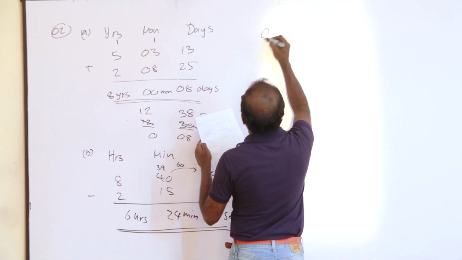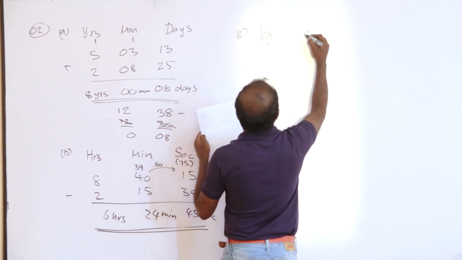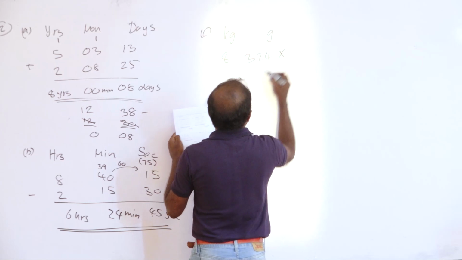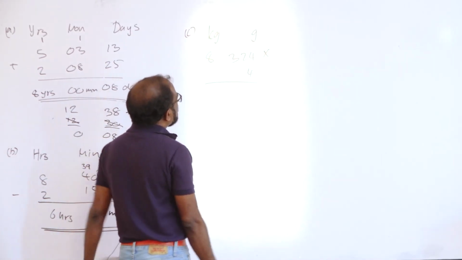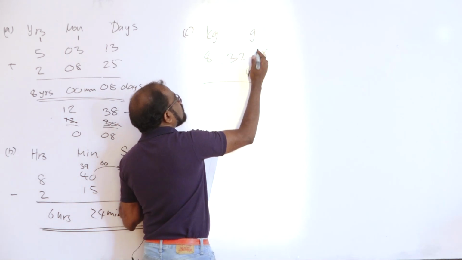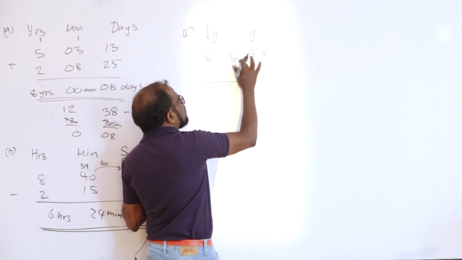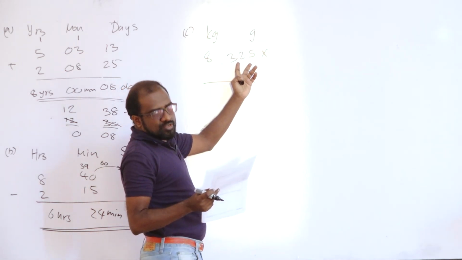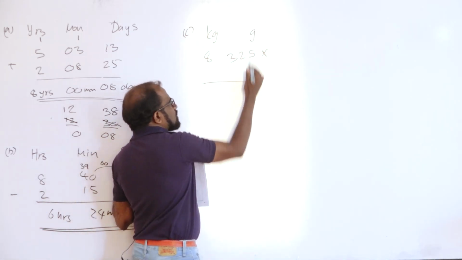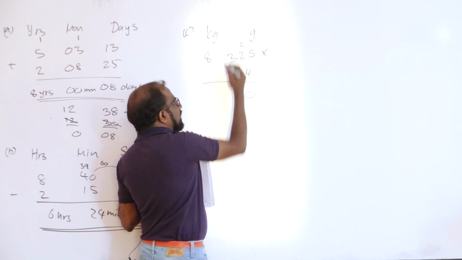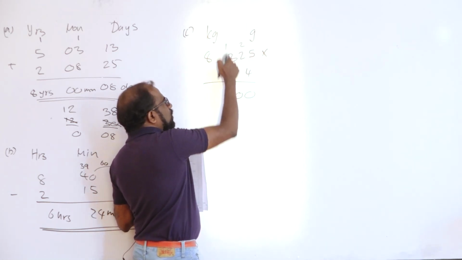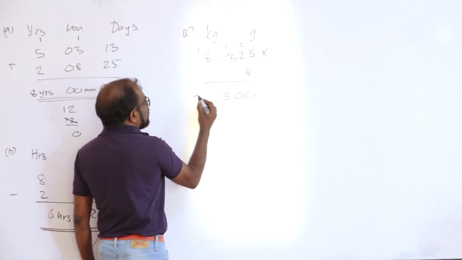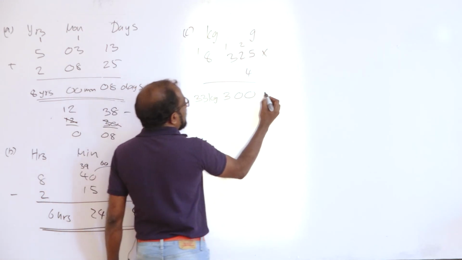Then next one, kilograms and grams. 8 kilograms, 324 grams multiplied by 4. Right? So just keep on multiplying. The gram column has got 3 digits. Just multiply. 4 times 5, 20, remainder 2. 4 times 2, 8 and 2, 10, remainder 1. 4 times 3, 12 and this one, 13, remainder 1. 4 times 8, 32 plus this one, 33 kilograms and 300 grams.